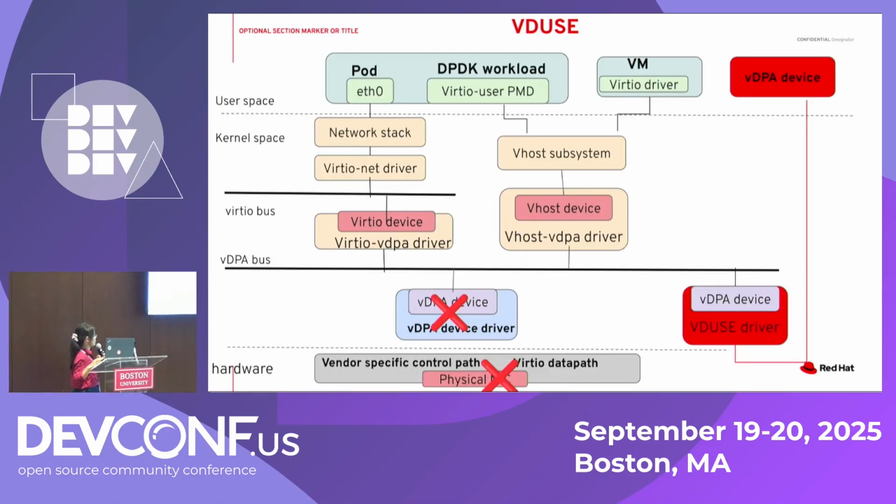This picture shows the basic idea of VDUSE. First, it removes the physical NIC and its relevant drivers, and also introduces a new kernel driver called the VDUSE driver. It bridges the VDUSE device to the kernel vDPA system.